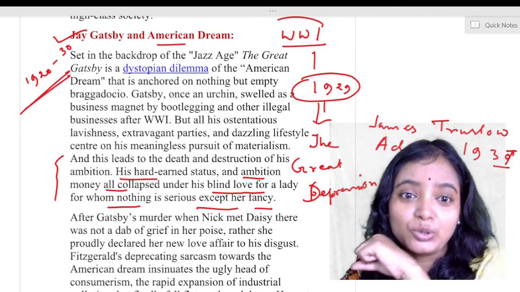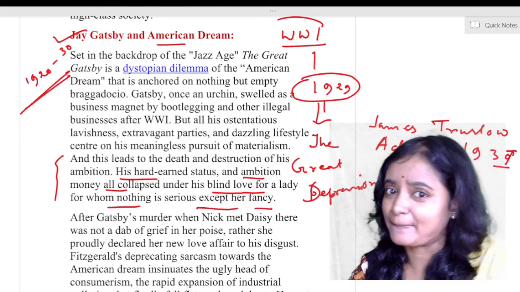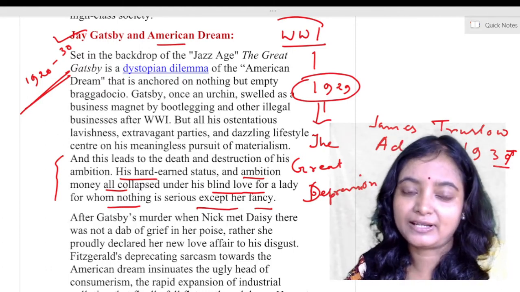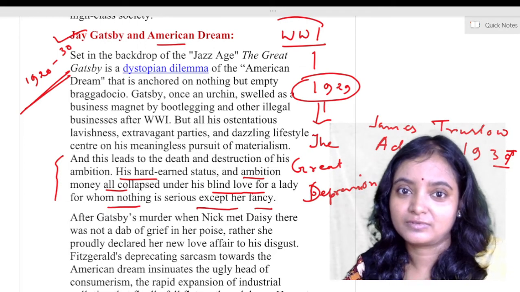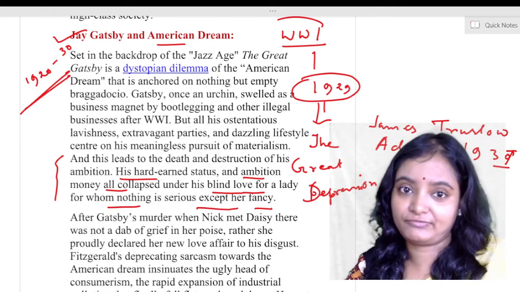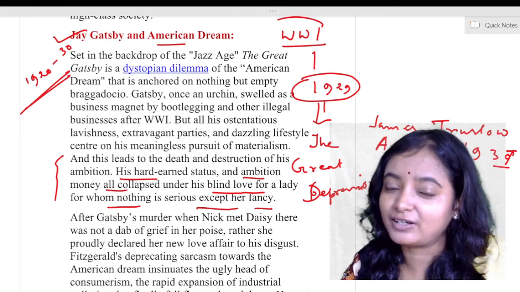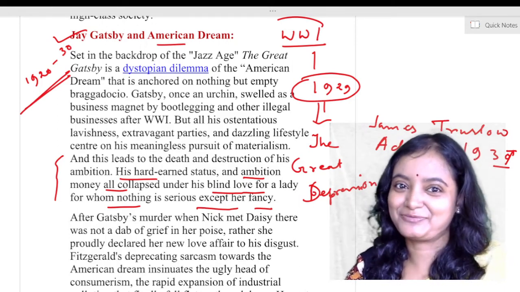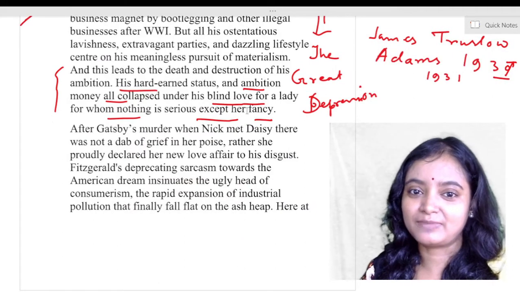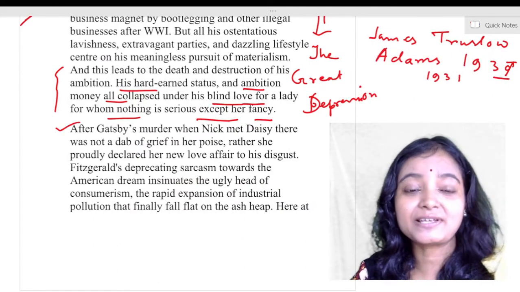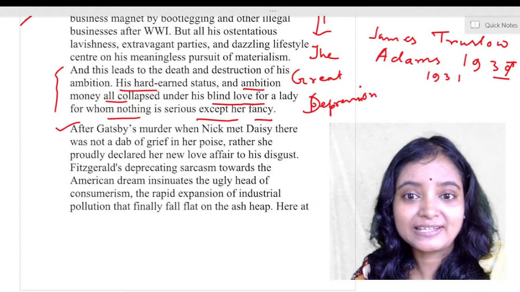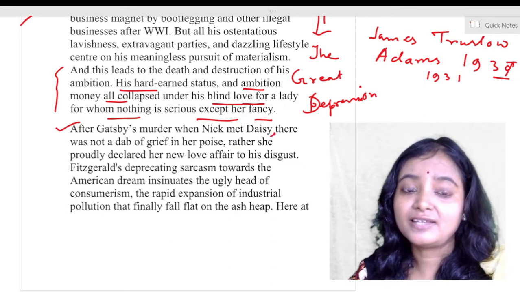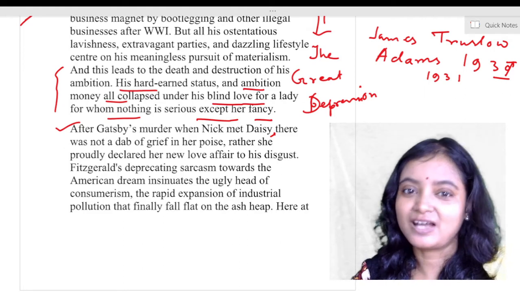She has no depth. She has no capacity to love. These are the people of America in that time. They don't think deep. They just float over life. They don't dive deep. After Gatsby's murder, this point is very important, when Nick met Daisy, there was not a dab of grief in her voice.